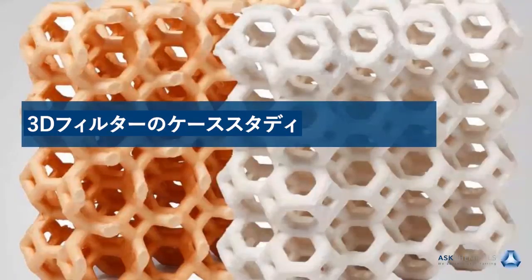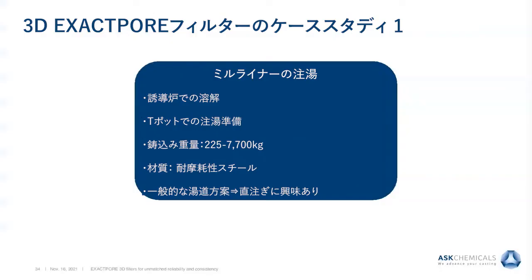I would now like to review a few case studies of the EXACTPORE filters. The first study is with a mill liner casting, with the customer induction melting, pouring from teapot ladles, having casting weights from 500 to 17,000 pounds. This customer is producing wear-resistant steels and using a traditional parting line gating system, but is very interested in direct pour applications.